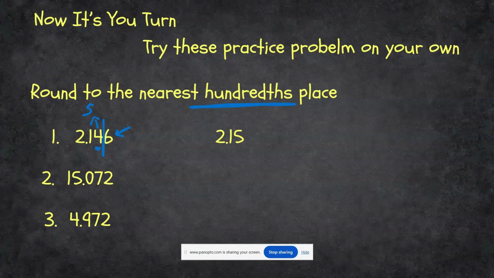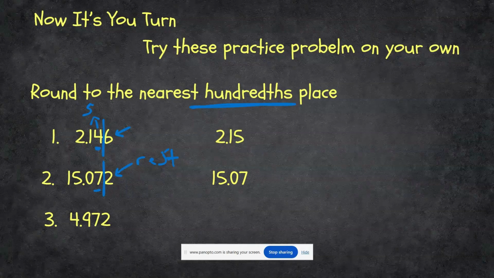Number 2, underline the hundredths place, draw our vertical line. We're going to be focusing here on that 2, and that 2 is 4 or less. We are going to let that 7 rest. So that 7 is not going to change. Okay, so when we write our answer, we should have got 15 and 7 hundredths.